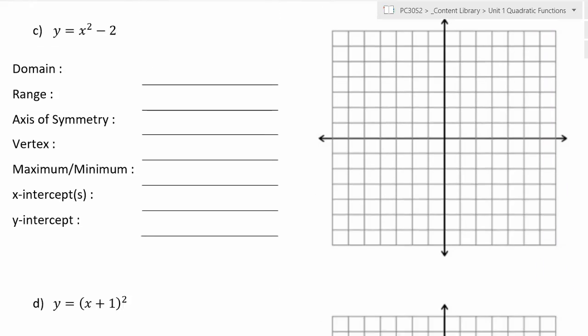Example C is very similar. So what I'd like you to do is pause the video and give it a shot yourself, because we're still dealing with A is 1, P is 0, but this time Q is negative 2. So how is that going to change it? Give it a shot, pause the video, and then you can continue on and I will explain.